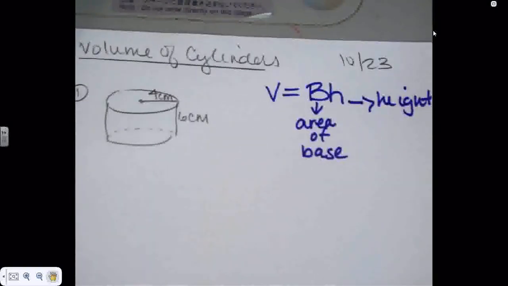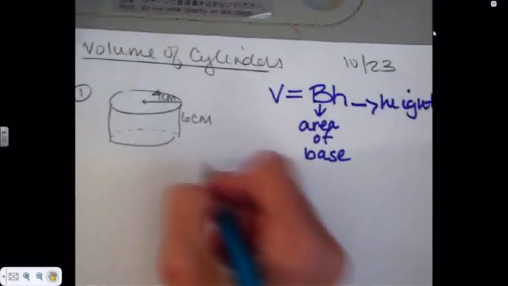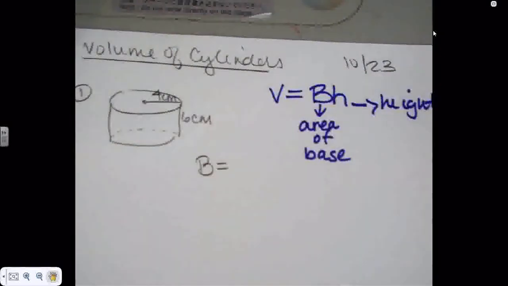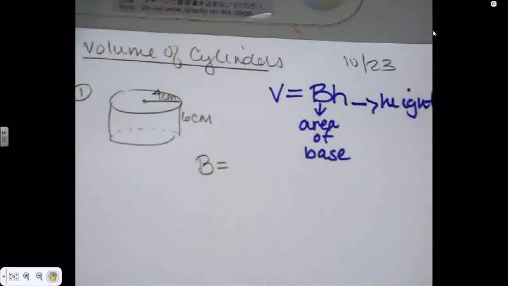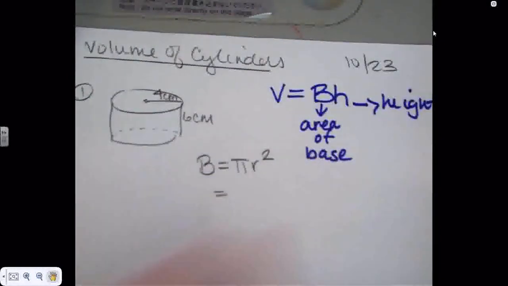So what I'm going to do first, and this is just how I do it, I'm going to first calculate the area of my base. Well, we know my base is a circle, so we should know that the formula for area of a circle is pi r squared. So I'm going to plug in what I know.